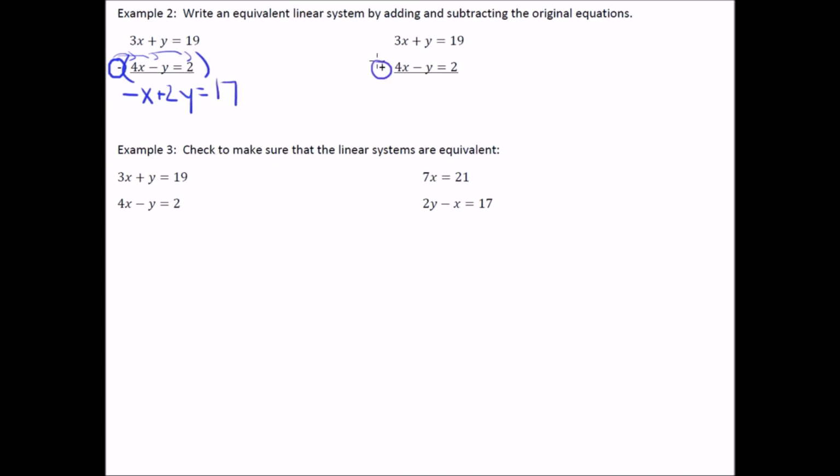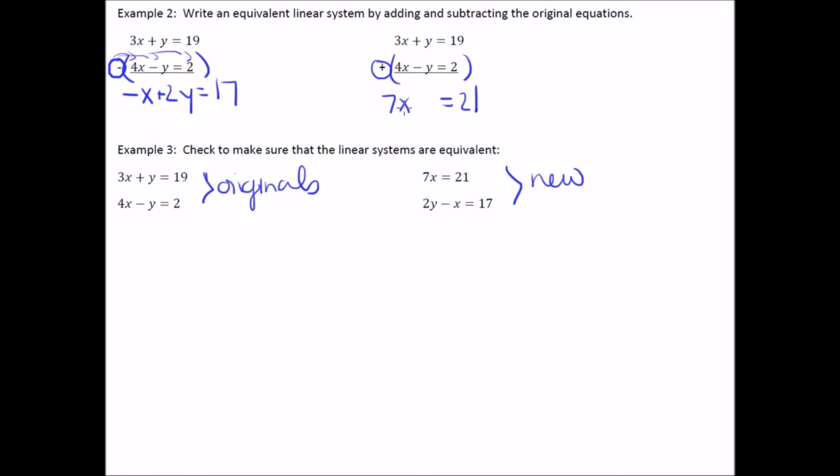Okay, next one, let's add. So 3x plus 4x, I get 7x. Y plus negative y, that's nothing. And then 19 plus 2 is 21. Okay, if you look down here, these two are the originals. And then these two are the new equations when we added and subtracted the original equations.